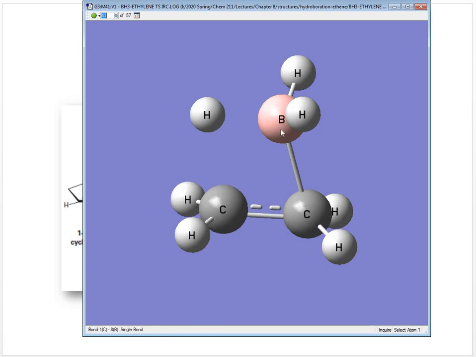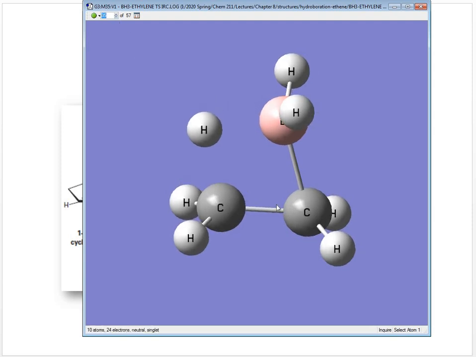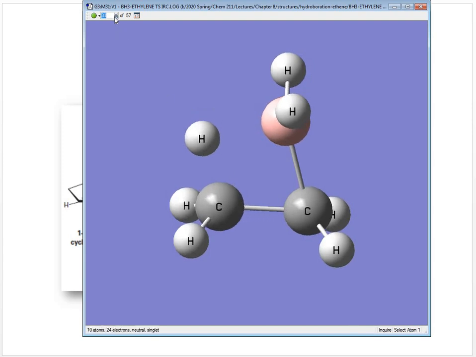Carbon-boron bond is forming. Boron-hydrogen bond is breaking. Hydrogen-carbon bond is forming. Carbon-carbon pi bond, the double bond, is breaking. This is the transition state. You can see that, as you see, it's broken. The pi bond, the sigma bond is forming.